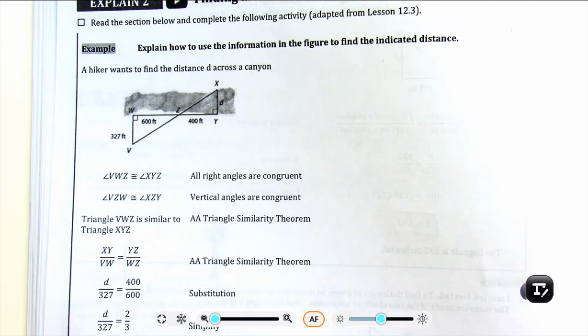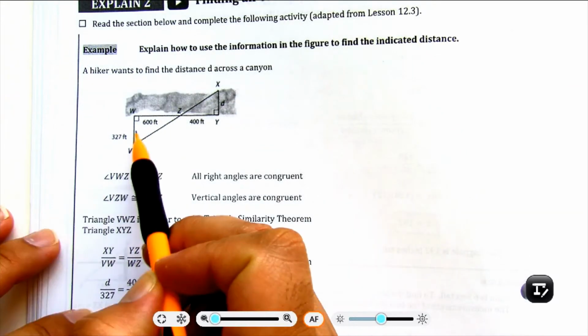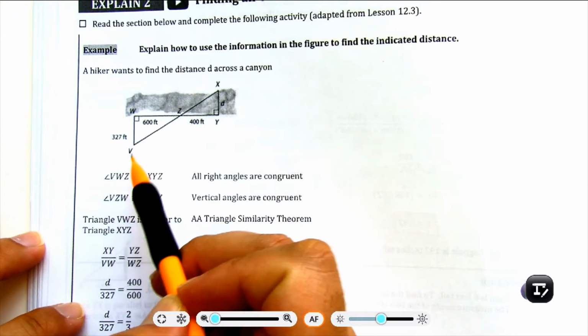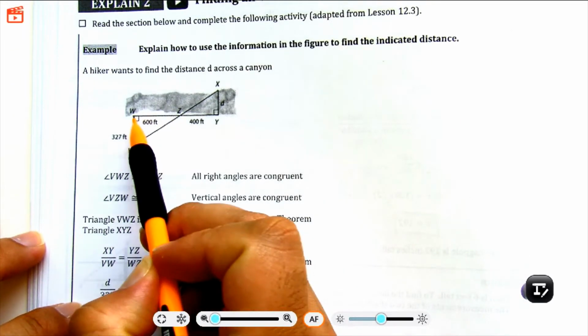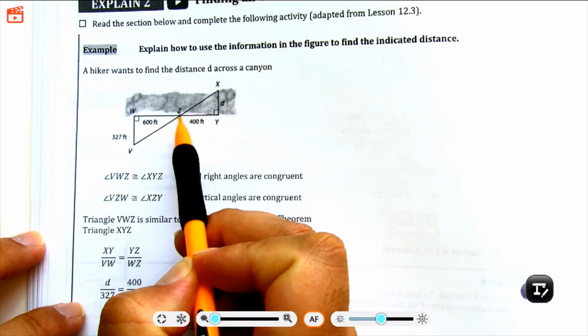So we have two right triangles. We have this is 327. This is 600 from here to here. And then from here to here it's 400. And then this is the distance that we want to find, D.